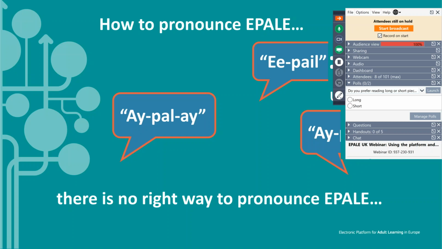Before we move on, we frequently get asked, how do you pronounce EPALE? Well, there's no right or wrong way, but we generally refer to the platform as EPALE. Some people say EPALE, some people say EPALE. It doesn't matter how you say it, but we refer to it as EPALE.